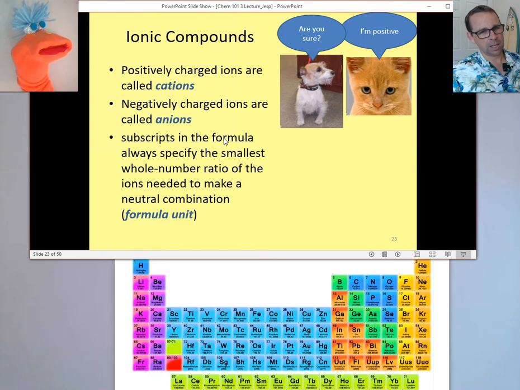Now, an ionic compound. We'll talk about ionic compounds when we come back next time, okay?